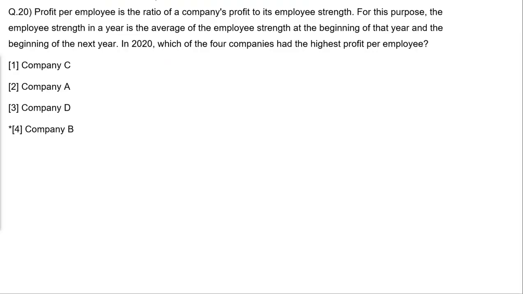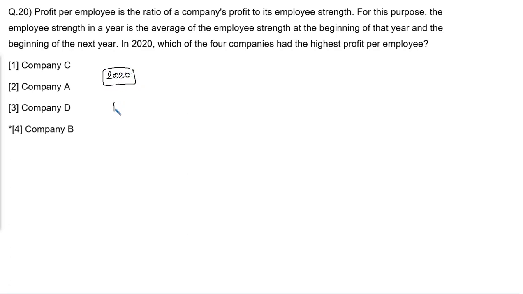Question number 20 is the profit per employee is the ratio of company's profit to its employee strength. For this purpose, the employee strength in a year is the average of employee strength at the beginning of the year and at the beginning of the next year. So in 2020, which of the 4 companies had the highest profit per employee? So let's have a look at it. So we are talking about the year 2020.